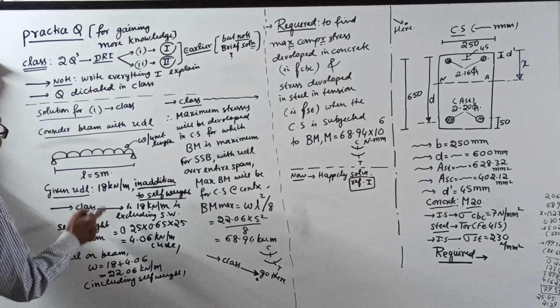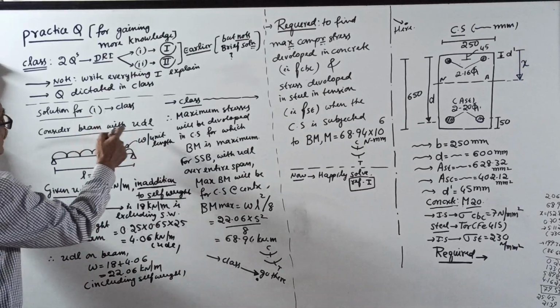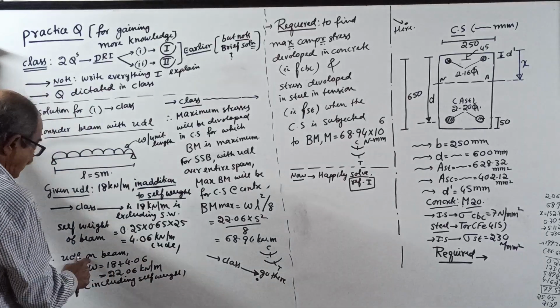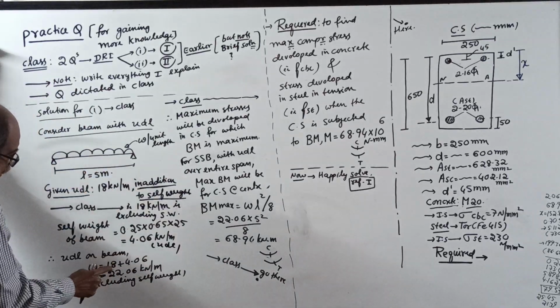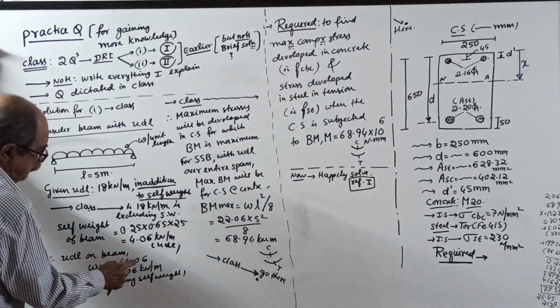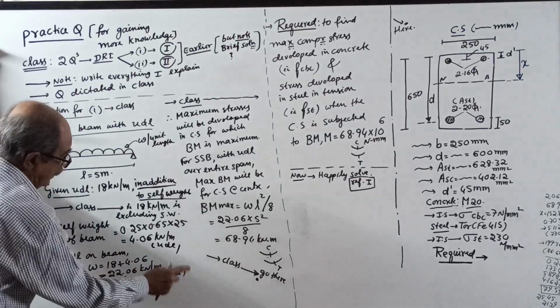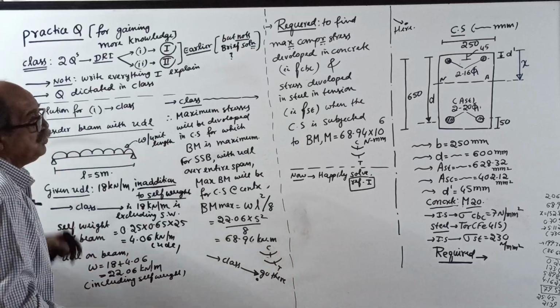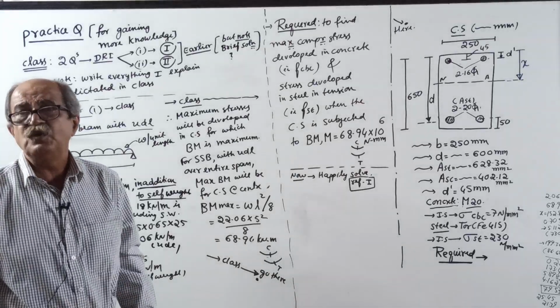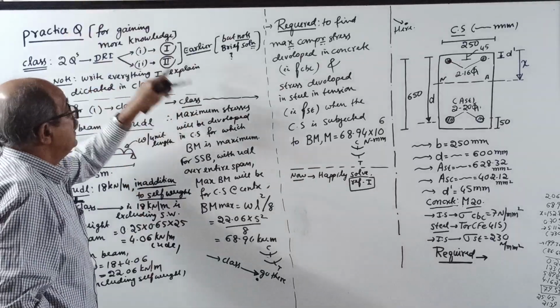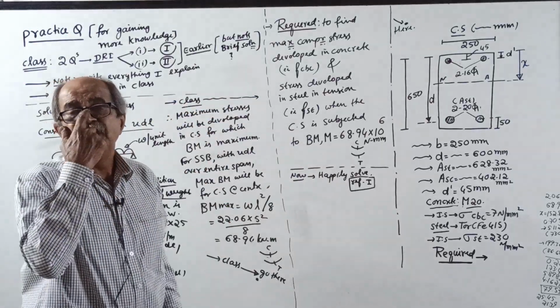Therefore, our question number 1 is what? Already UDL of 18 kN per meter given. Therefore, UDL on the beam W equals 18 given UDL plus 4.06, that is 22.06 kilonewton per meter, including self weight. This is the W to be considered for any calculation. Okay, over. Now, class, what do they want in question 1?